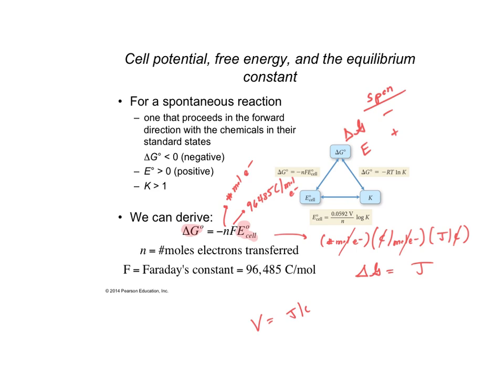Okay, so also, what's nice and handy is we have this little negative in front, right? So this negative, if the cell potential is positive, is going to make delta G negative overall, and vice versa, okay?